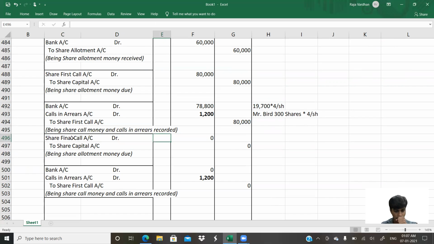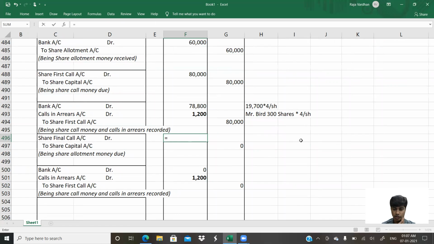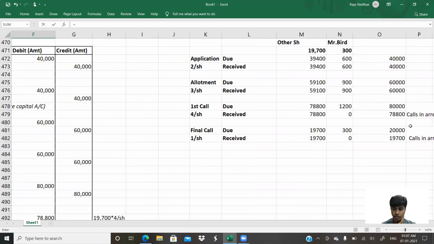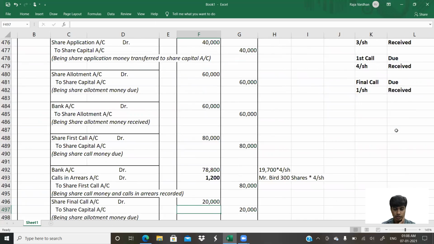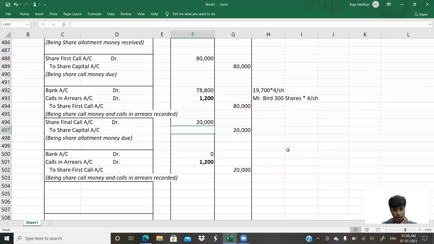In this call, it is not share allotment. In this case, how much are you supposed to receive? 20,000 shares into 1 rupee per share, 20,000 rupees. I've done it in the working note here, I'll show it to you. See, 20,000 is receivable, not an issue. How much is received here? You receive with regard to 19,700 shares into rupees 1 per share.